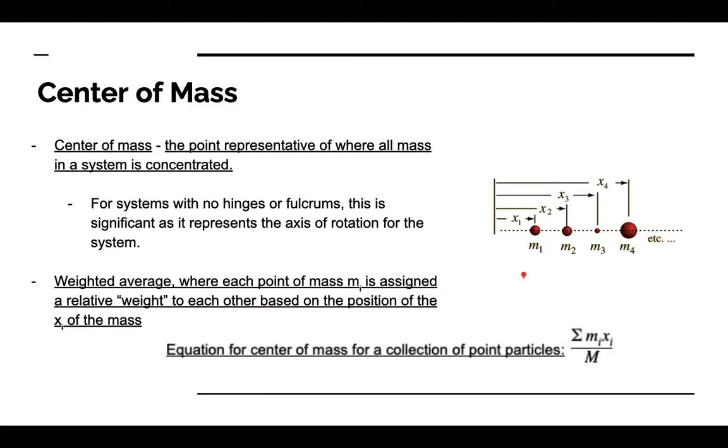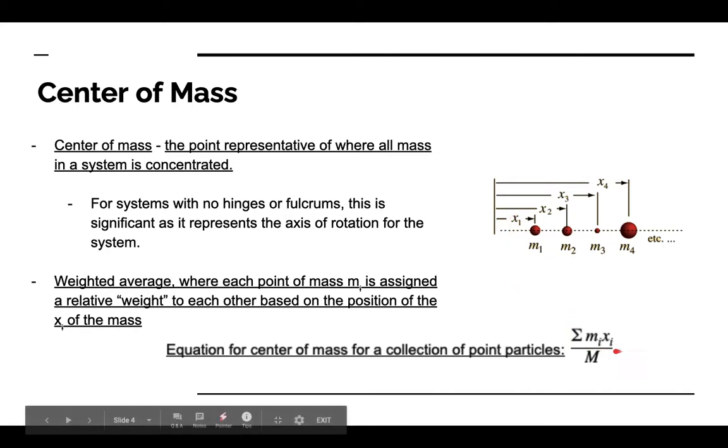So as a result, if we have a system of masses, M1, M2, M3, and M4, the center of mass is going to be calculated by taking M1 times X1 and adding to that M2 times X2 and adding to that M3 times X3 and adding to that M4 times X4. So we're going to take each mass times its position and add up all those mass times positions, which is represented by the top term right here, sigma mi xi. And then we're going to divide by the total mass of our system, M.